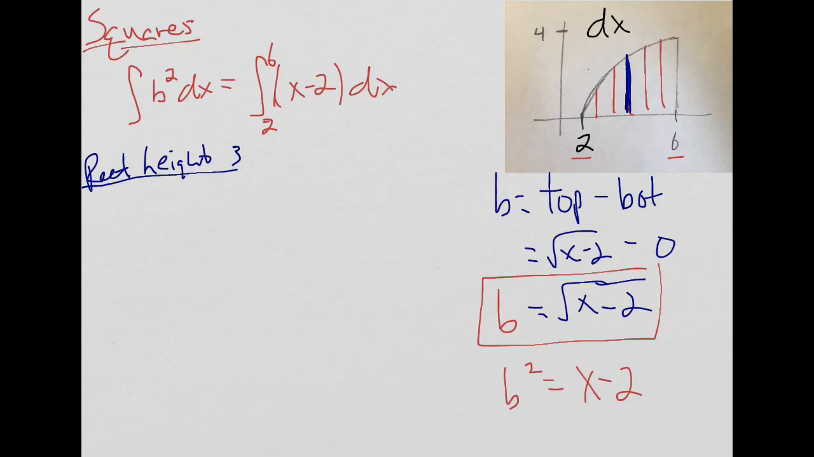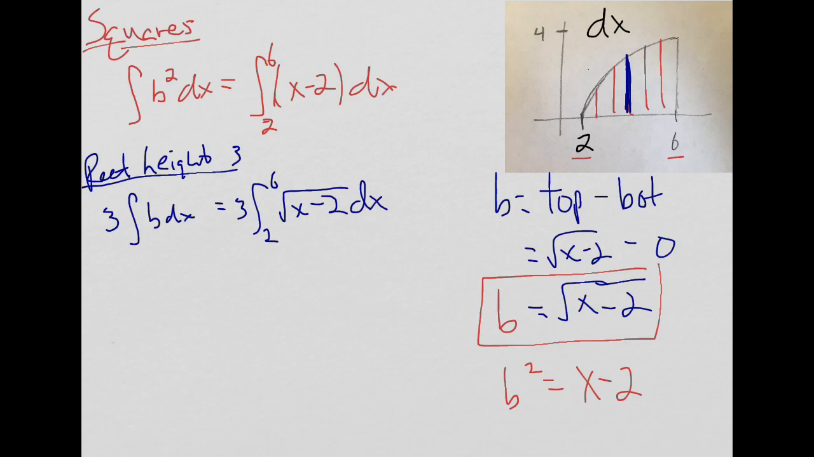Next one is rectangles of height 3. Well, that's going to give me integral, and I can put my 3 out front times the base, right? So it's not b squared in this case, so I get times the base dx. So I go integral, same numbers, 2 to 6, put my 3 out front. My b is then root x minus 2 dx, like that.